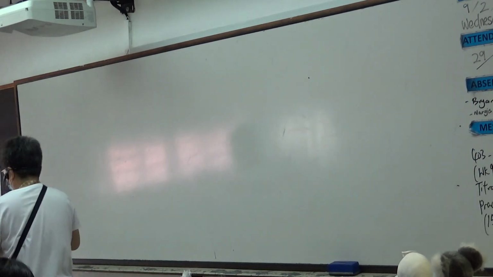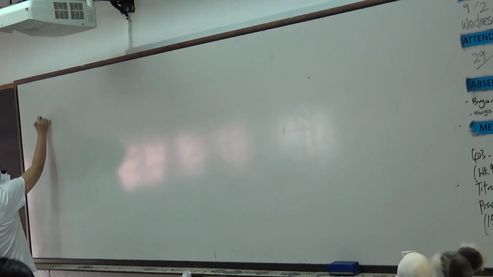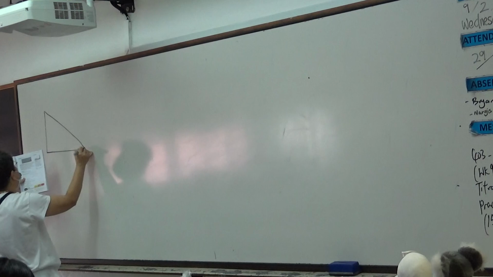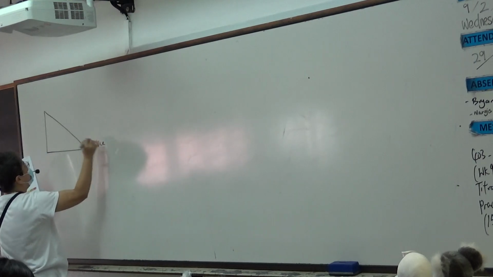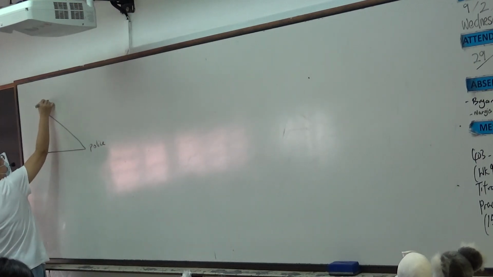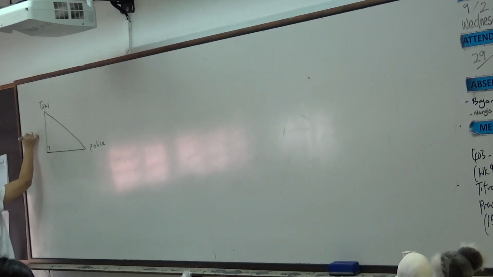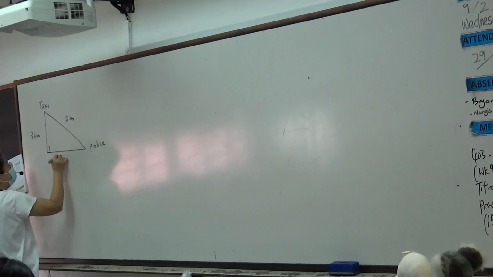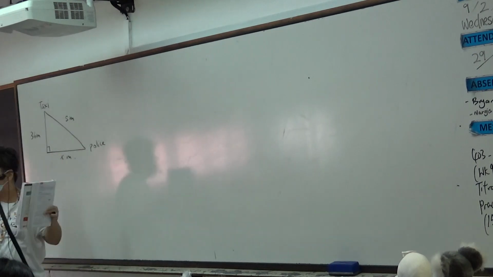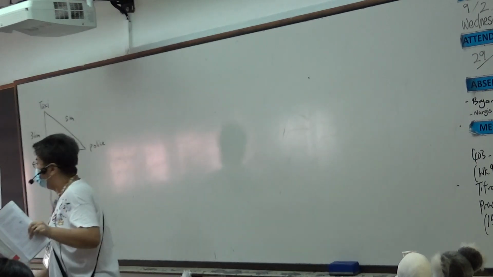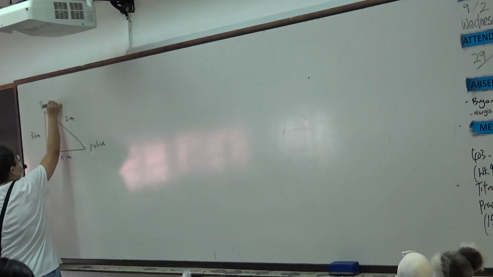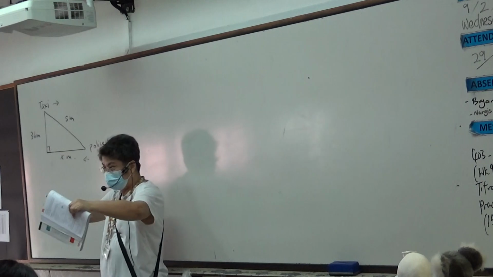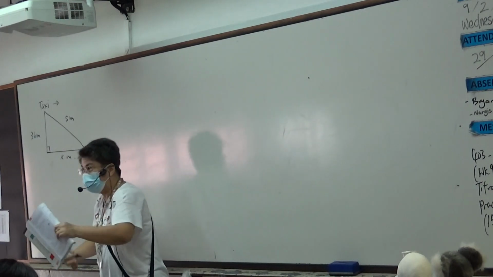Understand? Now I'm going to draw the diagram first. This is the police car. This is the taxi. You know this is 36 meter, the diagonal one is s meter, this is x meter, agree? This is what they are telling you. But they move in opposite direction. One move this way, one move this way. Understand? But parallel.